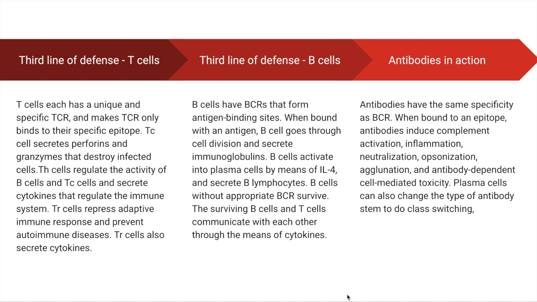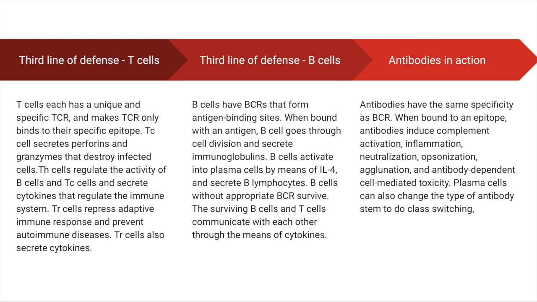The lymphatic system is heavily involved in the third line of defense, especially considering that B cells, which are present in the spleen, are involved in the third line of defense. B cells have BCRs or B cell receptors that form antigen binding sites. When bound with an antigen, B cells go through cell division and secrete immunoglobulins.